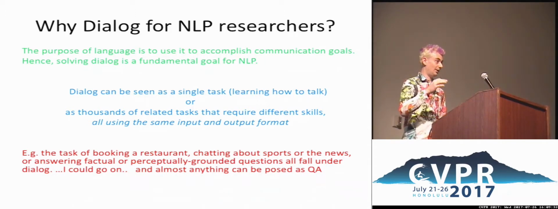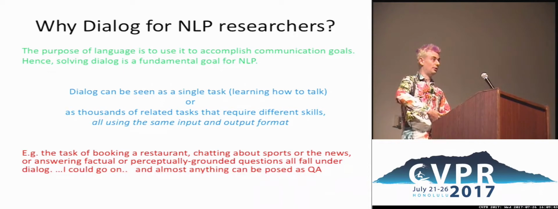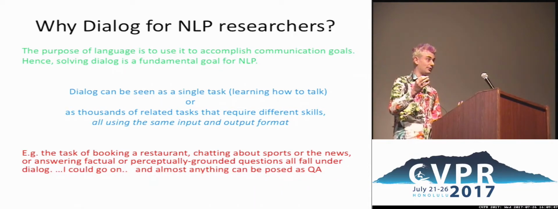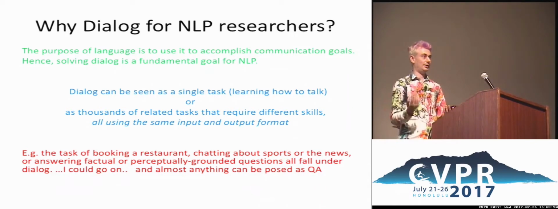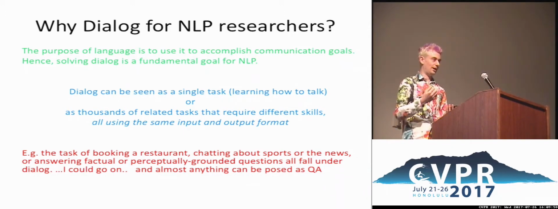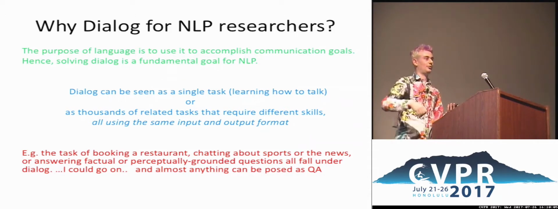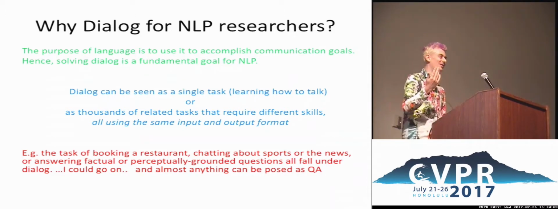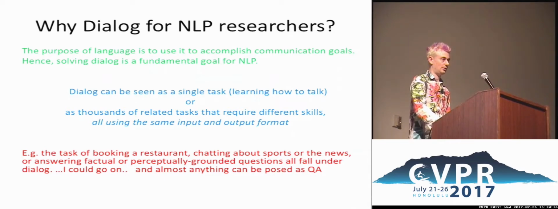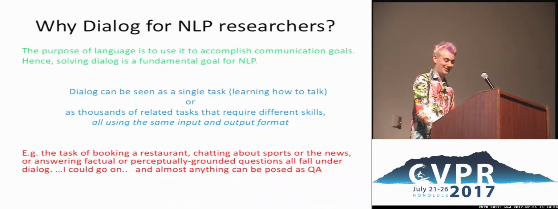So I consider QA the simplest kind of dialogue. It's kind of like a two-turn dialogue, so I still fit it within dialogue. And you can see dialogue either as one gigantic task or as thousands of little tasks: booking a restaurant, chatting about some topic, recommending something, answering a factual question, and so on. In fact, almost anything could be posed as question answering anyway. You could say a sentence and then say, translate this for me, or give me the part of speech tags for this, or whatever you want. It's a little bit nonsensical from that point of view, but you can see how it's like thousands of tasks. So by that point of view, visual QA has even more, because it's got the QA and the vision as well.